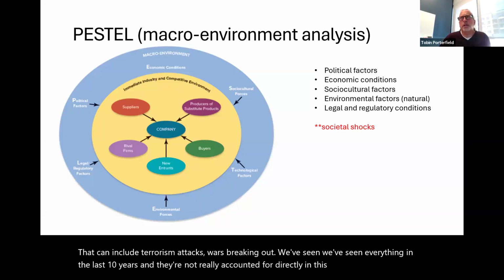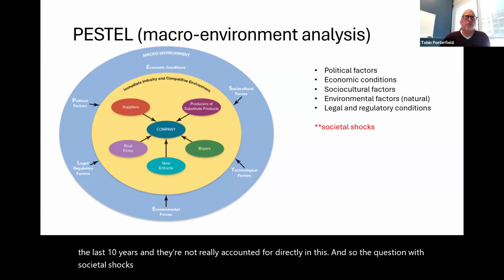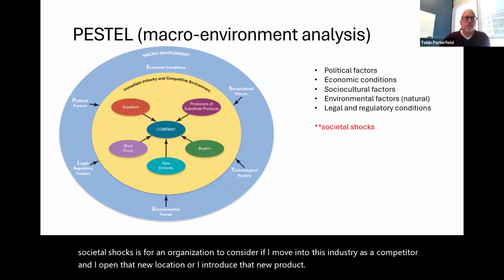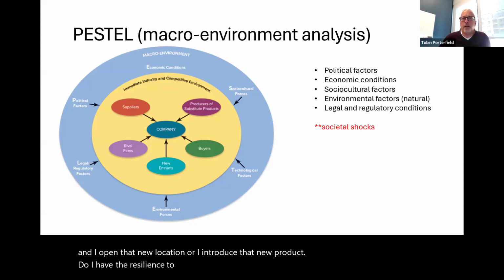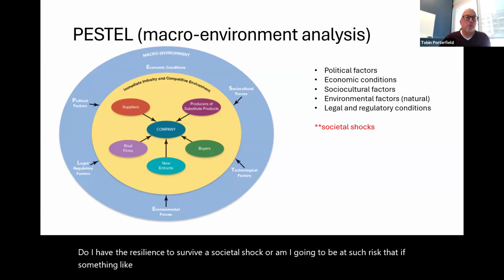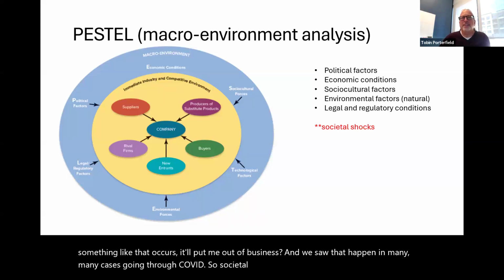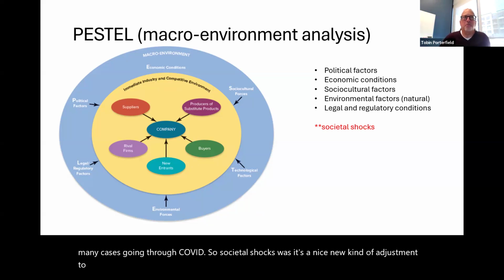And so the question with societal shocks is for an organization to consider: if I move into this industry as a competitor and I open that new location or introduce that new product, do I have the resilience to survive a societal shock? Or am I going to be at such risk that if something like that occurs, it'll put me out of business? We saw that happen in many, many cases going through COVID. So societal shocks are a nice new adjustment to the PESTLE model that's been around for quite a long time.